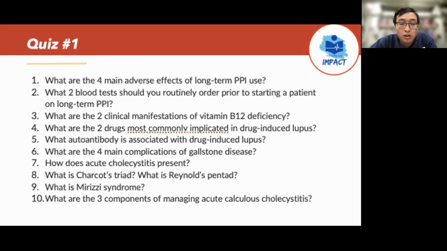Cool. So a bit of a recap. Can someone remind us of the 4 main side effects of long-term PPI use?